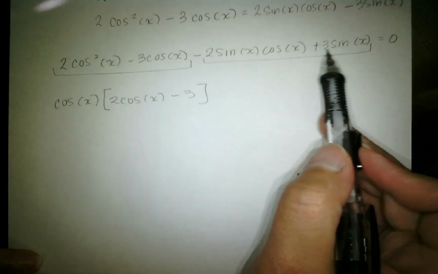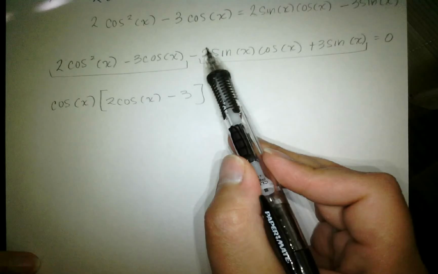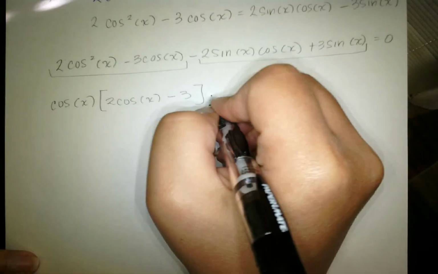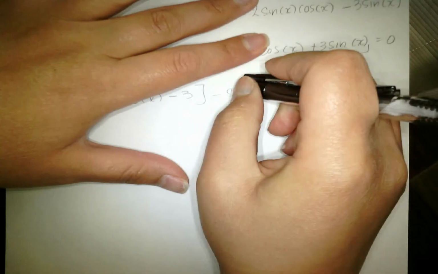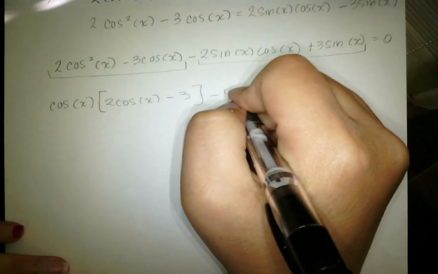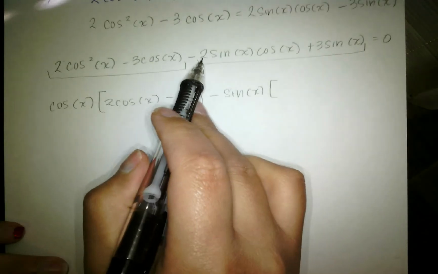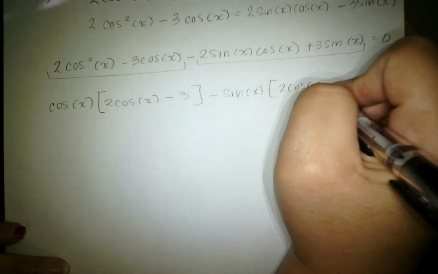And from this guy, when you factor out a sine, do you want to do a positive sign or a negative sign? This is a negative sign, because this guy's negative over here. So negative sine of x times, you're going to be left with a positive 2 cosine of x.